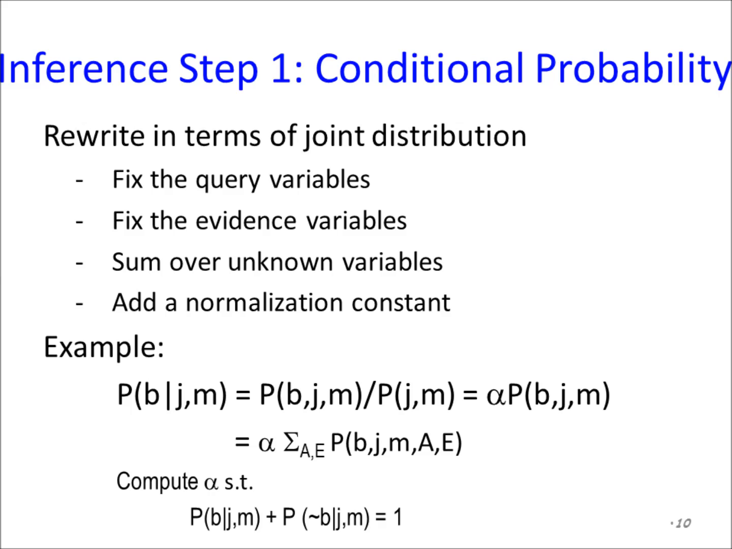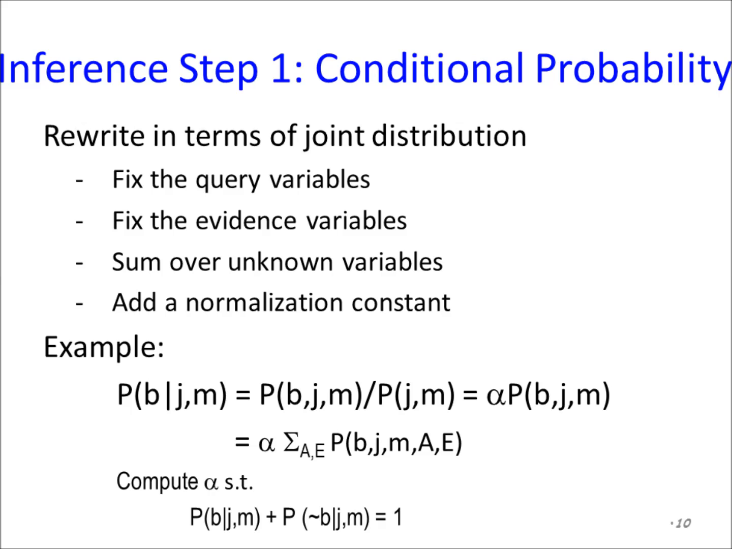Suppose I want to compute conditional probabilities. This was for marginal: fix the query variables, sum over unknown variables. Now for conditional probabilities, fix the query variables as before. Now we also have evidence variables. So fix the evidence variables. They are known to us, so we don't have to sum over them. Sum over unknown variables as before. Moreover, add a normalization constant. Some of you were still confused about normalization, so let's make sure that we understand this. Suppose I want to compute the probability of burglary given that John called and Mary called.